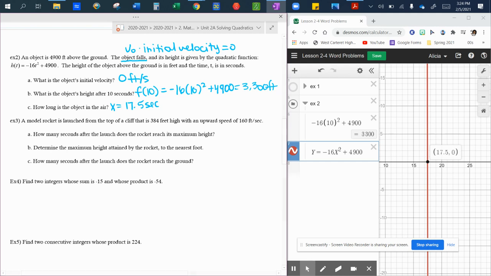Example 3, a model rocket is launched from the top of a cliff that is 384 feet high with an upward velocity of 160 feet per second. So if I'm given this information, I should be able to model my equation. Y equals, and here this is in feet, so I'm going to have negative 16 t squared, and we can use t or x, plus initial velocity 160 t plus 384 is my initial height.